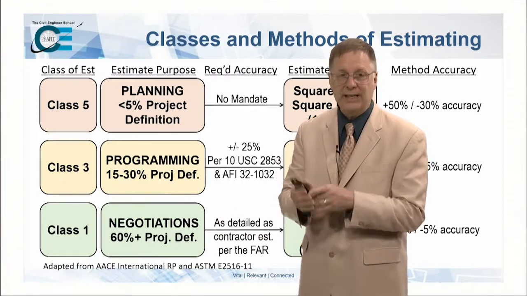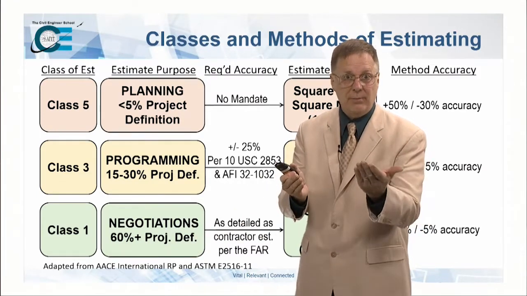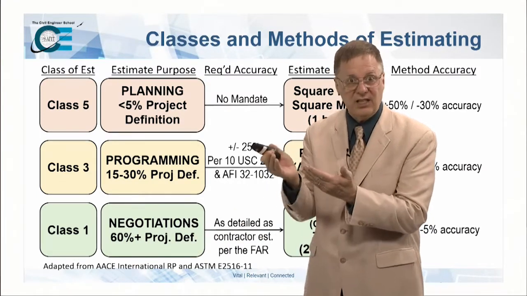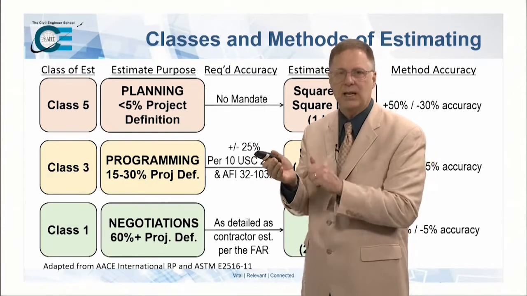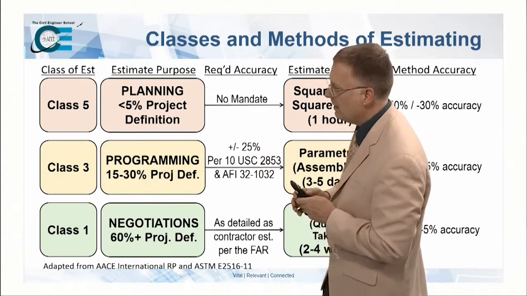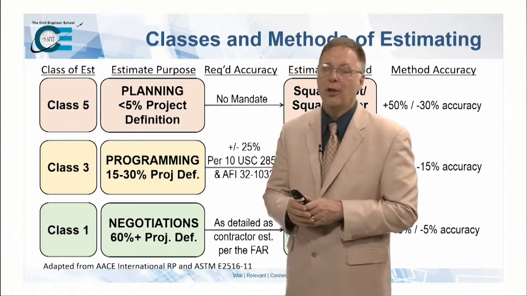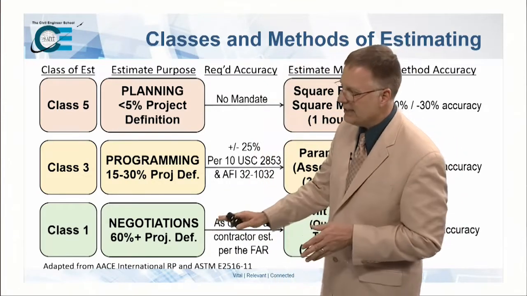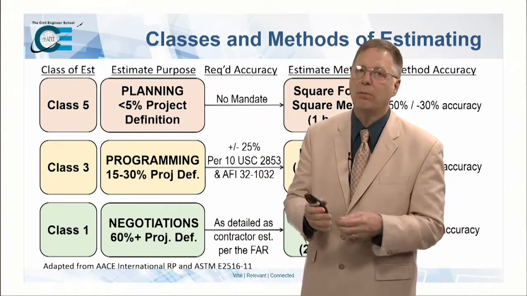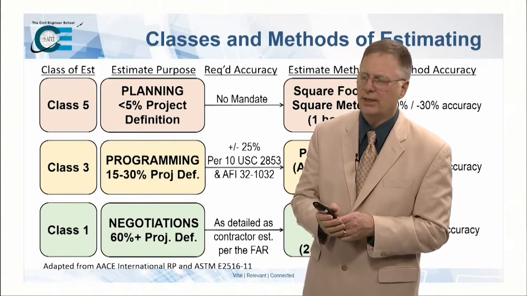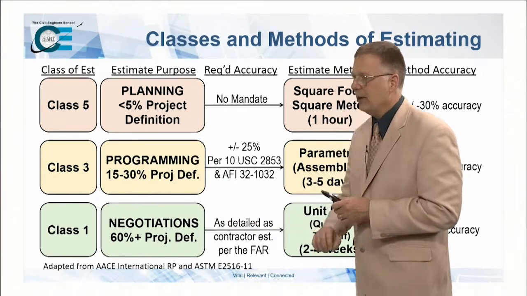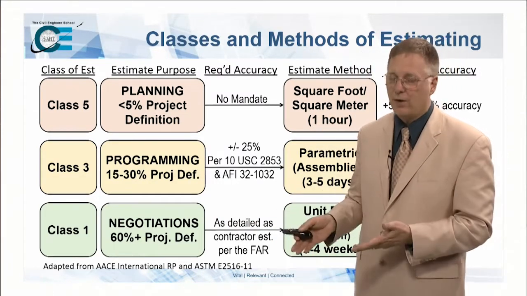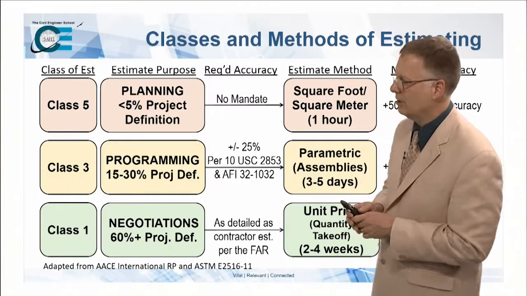If you're going to go head-to-head with the contractor, you have to have an independent government estimate that you can compare against their estimate and say, well, you're off by this. Where did that come from? You need to have a thorough project definition, at least 60%. We will probably expect to see up to 100% on this. And it's got to be as detailed as the contractor's. That's what the FAR says, the Federal Acquisition Regulations.